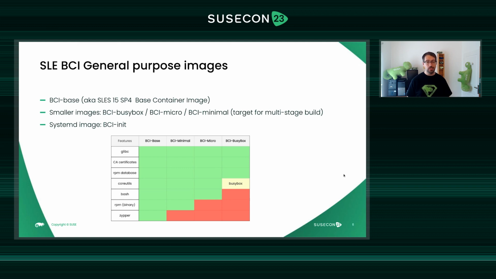We have BCI BusyBox, BCI Micro, and BCI Minimal. Those are usually used for multi-stage builds. We will demo that a bit later. And in addition to those four existing images, we have even another one, which is called BCI Init, which is shipped with systemd.